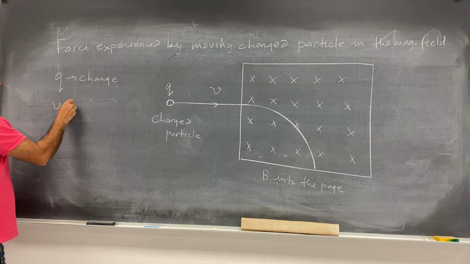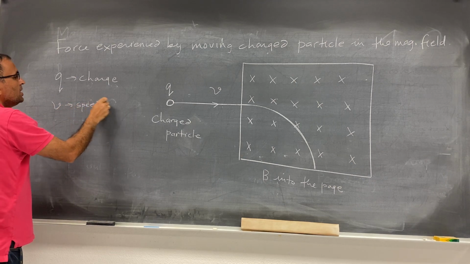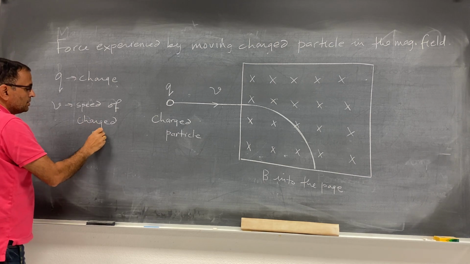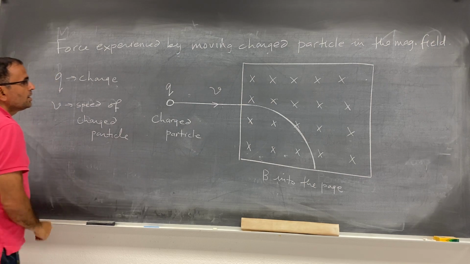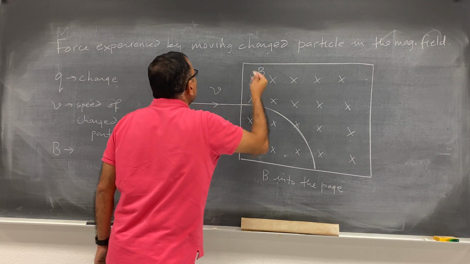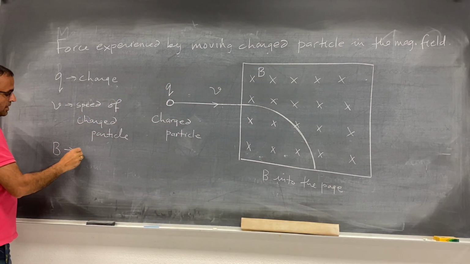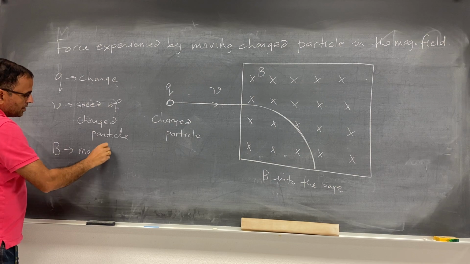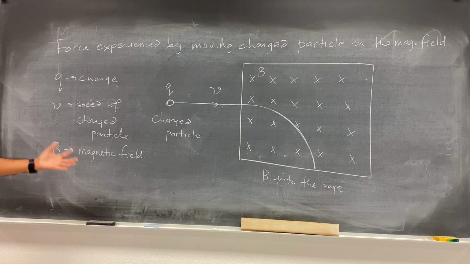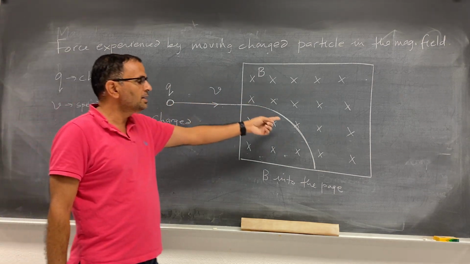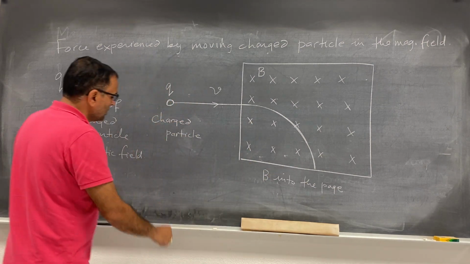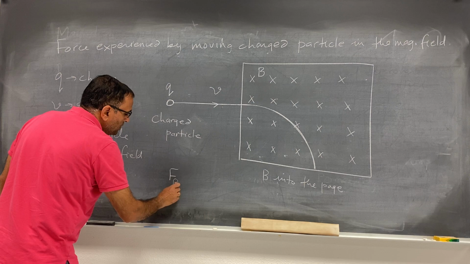What is V? This is the speed of the charged particle. And let us suppose B. What is B? Let us suppose B is here, the uniform magnetic field. B is the magnetic field. And I told you that it is experimentally established that the moving charged particle inside the magnetic field experiences a force. And that force we simply represent by F_B.